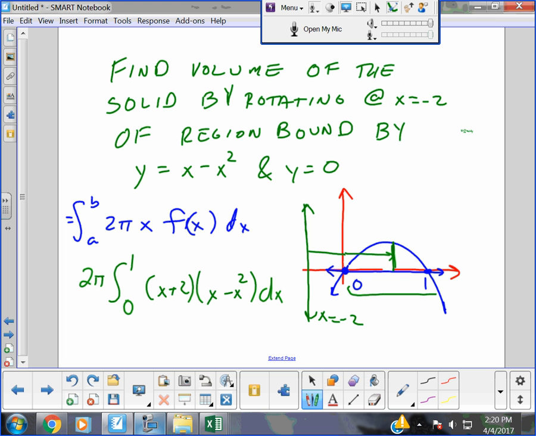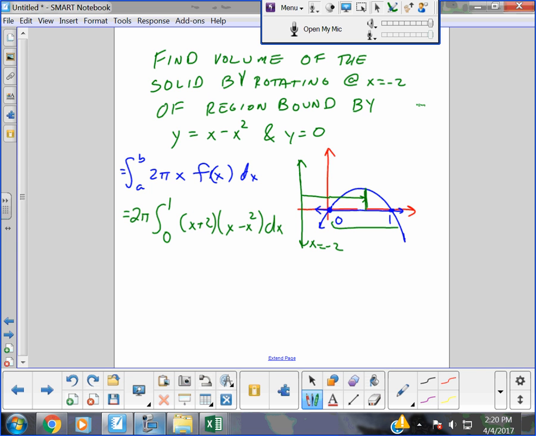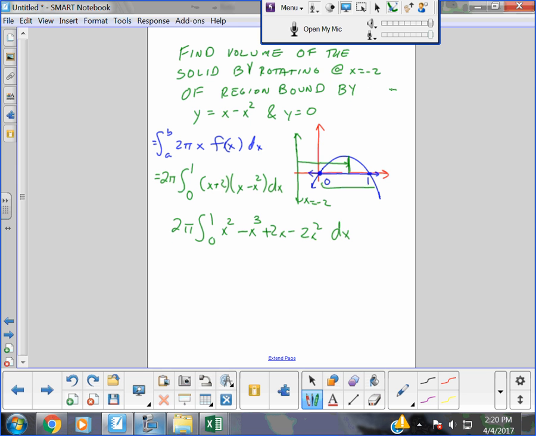If I multiply this out, this would not be a hard one to do by hand. I don't think it's worth our time. Maybe you should go to the calculator, maybe I should do it. How about this? 2 pi, integral from 0 to 1. You multiply it out, x squared. We'll see if I can do it correctly if I go fast. Combine some like terms, and I get negative x cubed minus x squared plus 2x dx.